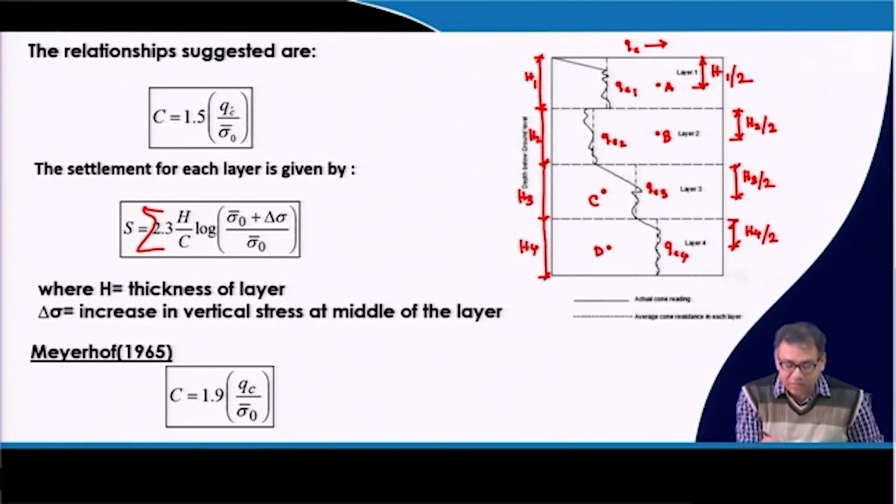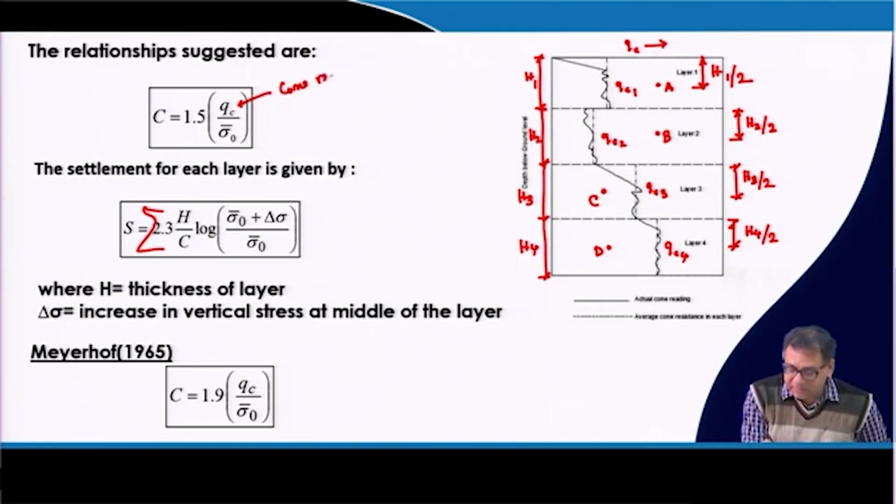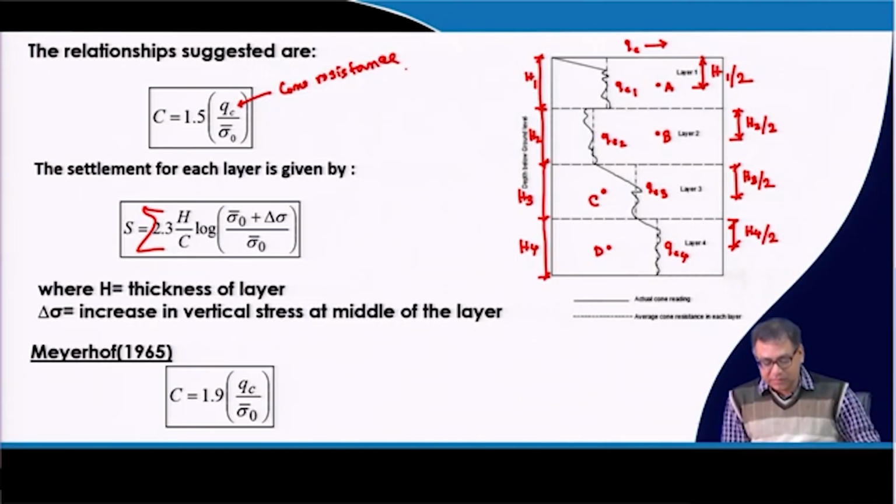Here QC is the cone resistance and again sigma 0 bar is the effective overburden pressure at that point, either A, B, C, D. So, sigma 0 bar you have to calculate at the respective points, that means the middle of each layer, and you have to calculate delta P and sigma 0 bar, okay? And then you calculate this equation. This is the cone resistance that we will get from the SCPT test. Once you get that, you sum them and you will get the settlement.